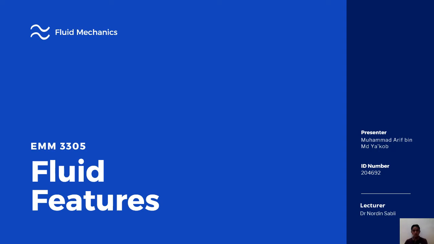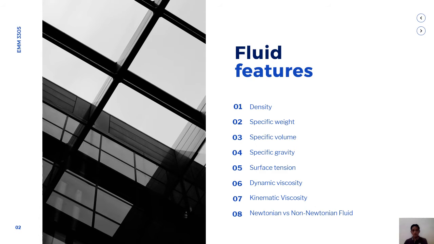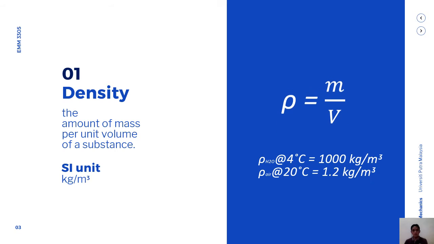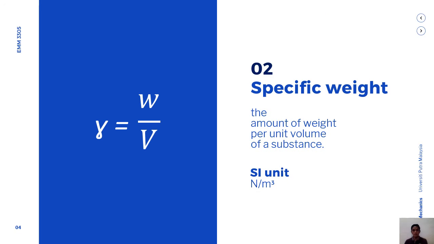In this video, I'll be covering fluid features. These are the features that I'm going to be talking about. We'll start off with density. The density is the amount of mass per unit volume of a substance. The unit is kilogram per meter cube. For example, the density of water at 4 degrees Celsius is 1000 kilogram per meter cube.